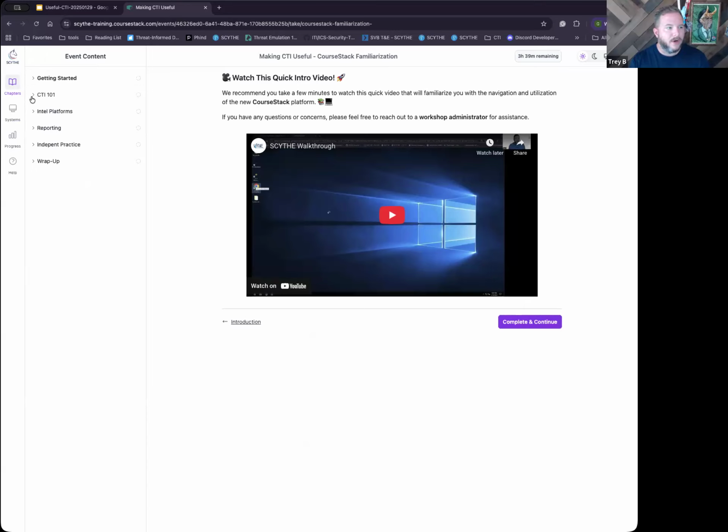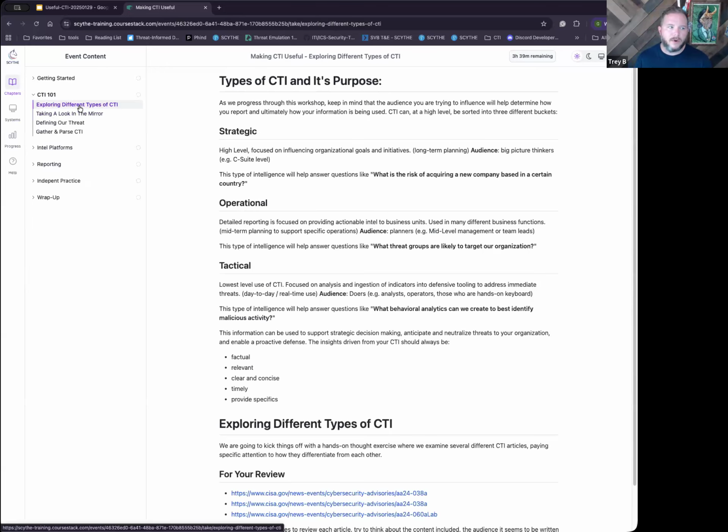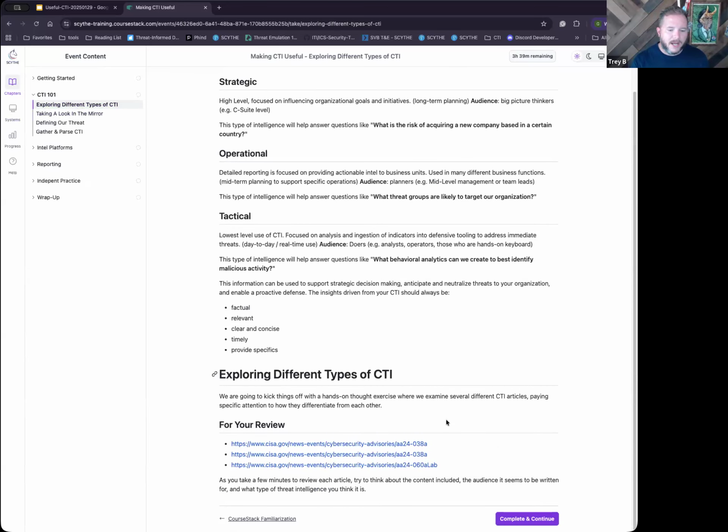After you finish getting started, we're going to do this first section under CTI 101, exploring different types of CTI. This has a quick breakdown, again, of what we just discussed. And then it's got a call to action here. I want you guys to explore a couple different reports and look them over. The goal here is just take a few minutes, look at each article, take note of the information that's included in them, the style of writing, the audience you think it's being projected towards, and let's come up with our own ideas of where we think from a CTI use case or type each one of these articles falls into, okay? After about 15 minutes or so, we'll discuss it as a group.